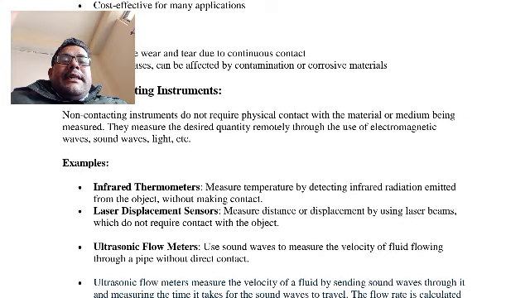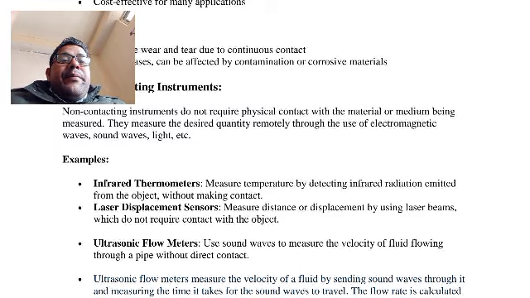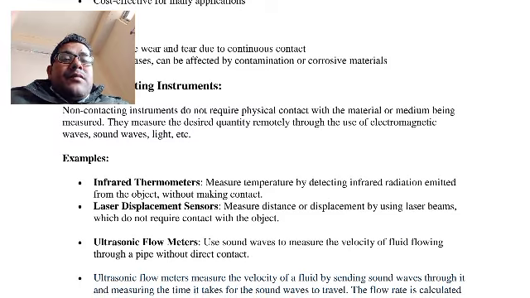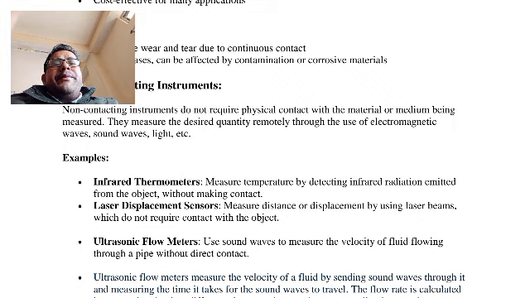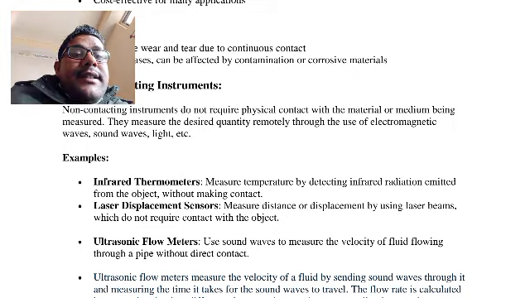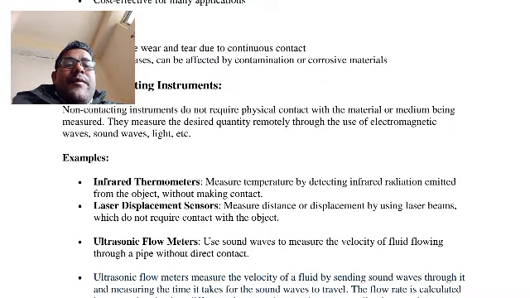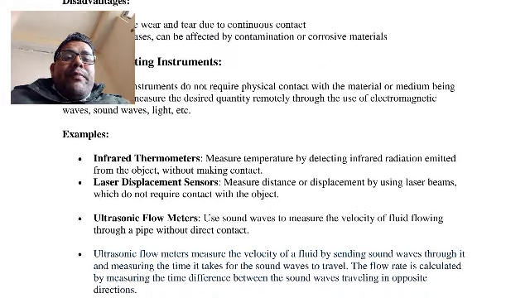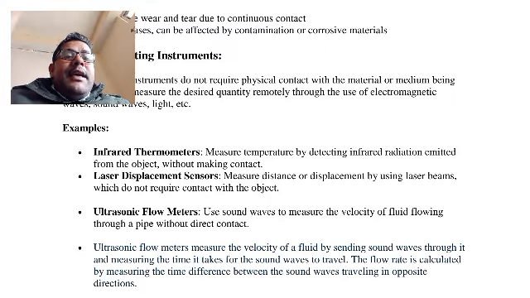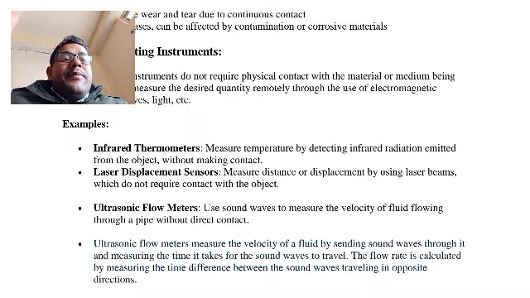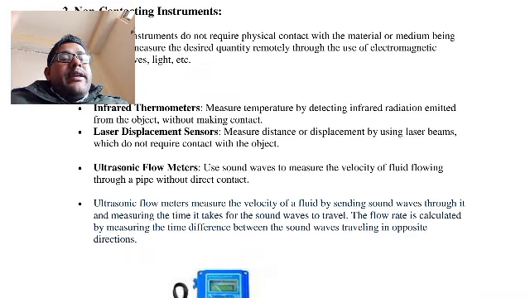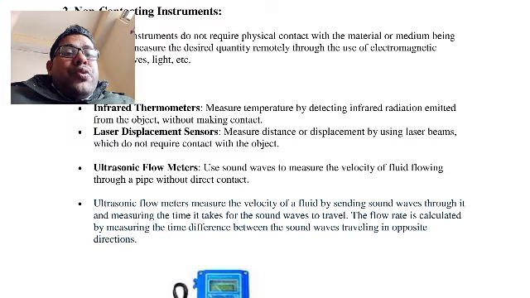For example, the infrared digital thermometer measures temperature. We have discussed previously how this instrument works. It measures the temperature by detecting infrared radiation emitted by the object without making contact. A laser displacement sensor measures distance or displacement using a laser beam without contacting. An ultrasonic flow meter uses sound waves to measure the velocity of fluid through a pipe.